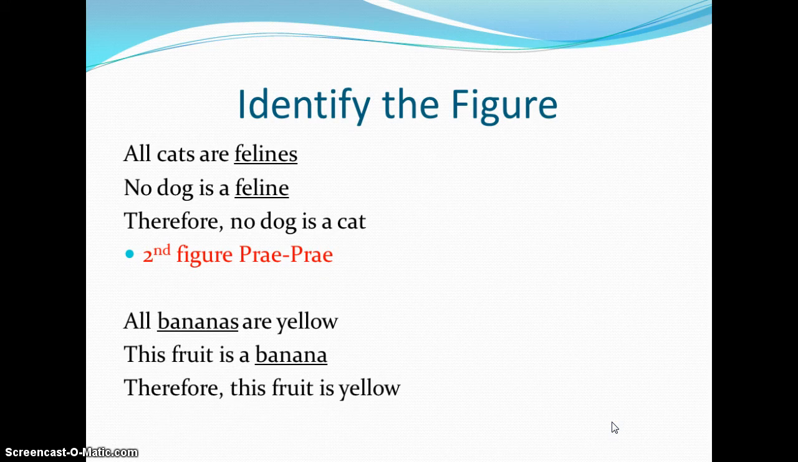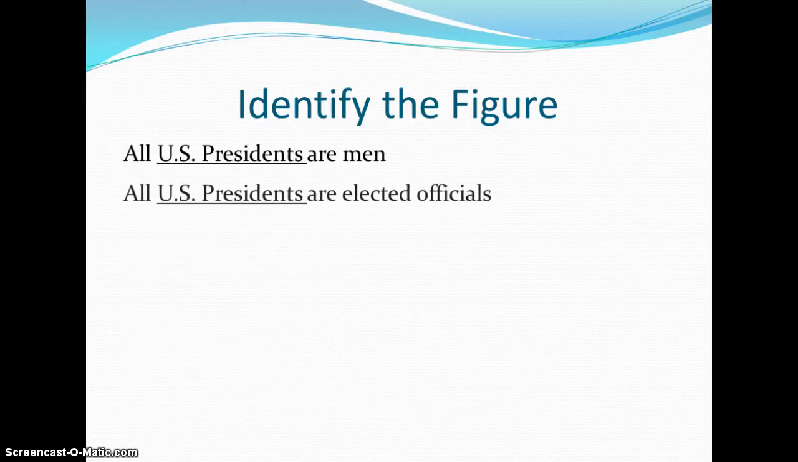So here's another syllogism. All bananas are yellow. This fruit is a banana, therefore this fruit is yellow. We see that bananas is the subject of the major premise, the predicate of the minor premise, therefore this is the sub-prey figure. Sub-prey. I'm not sure if you can see my mouse. And therefore that would be which figure? Correct. First figure.